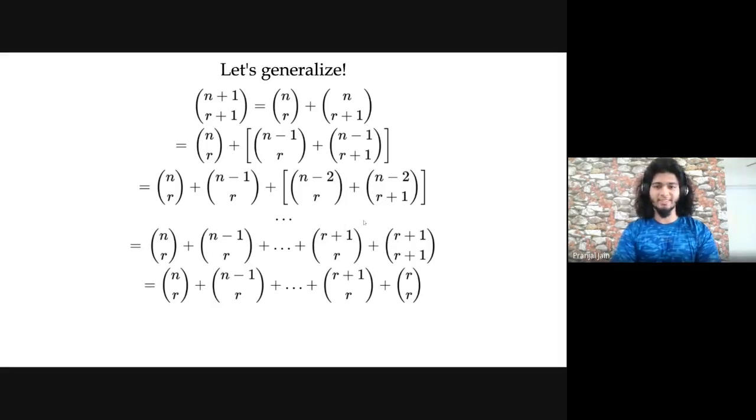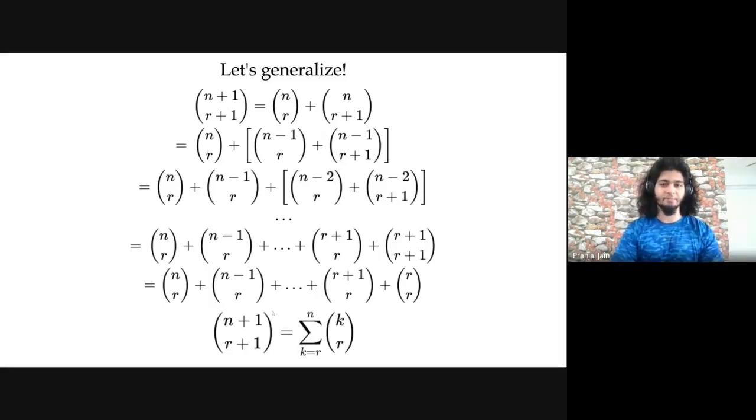And going from the second last line to the last line, basically what I've done is r plus one choose r plus one is just one, and r choose r is also one. So you can just replace r plus one choose r plus one with r choose r, and the identity remains the same. And now you have this nice pattern of the upper index going down by one at every step. So you get this nice identity.